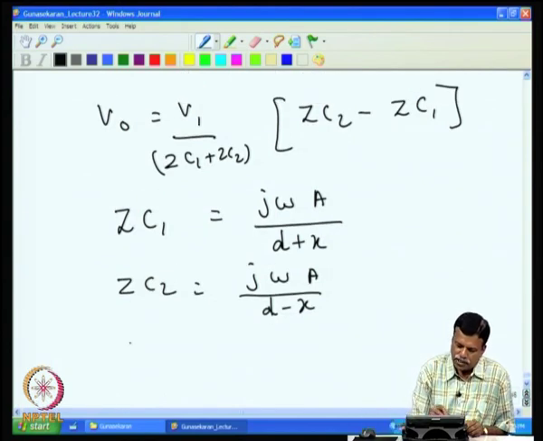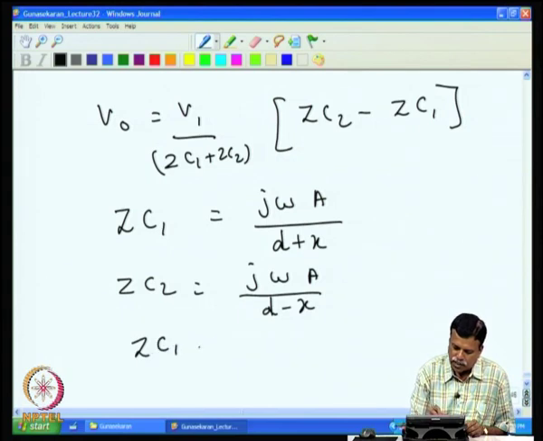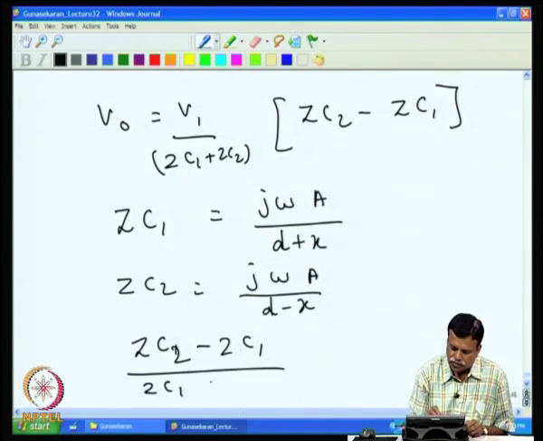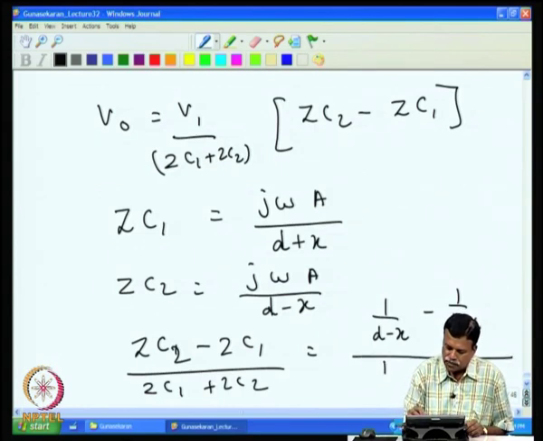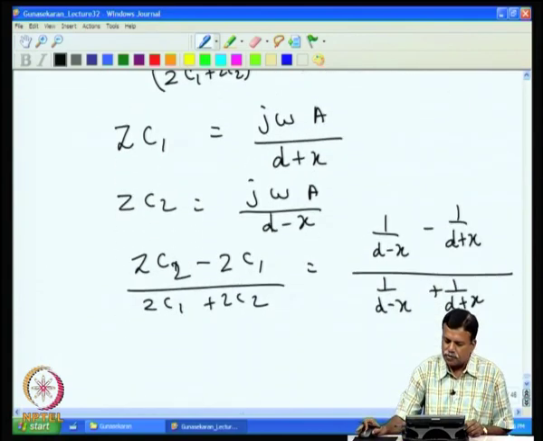Now, if I simplify ZC2 minus ZC1 divided by ZC1 plus ZC2, that is coming as, we can show that, C2 minus C1 will come as 1 by d minus x minus 1 by d plus x, divided by 1 by d minus x plus 1 by d plus x. That is what the term comes out.